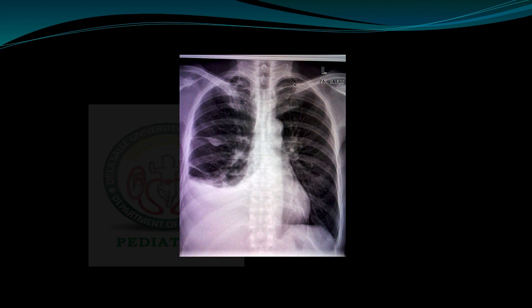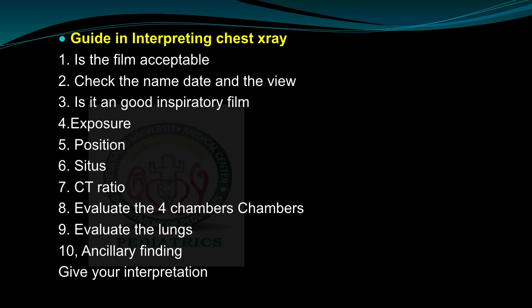Now, this is a guide in interpreting a chest X-ray. First, is the film acceptable? Check for the name and date and the view, whether PA or AP view. Is it a good inspiratory film? Check for the exposure, the position, whether it is levocardia, dextrocardia, mesocardia, or dextroversion. Then check the situs, whether it's situs solitus or situs inversus totalis. Check for the CT ratio, whether it's less than 0.5.